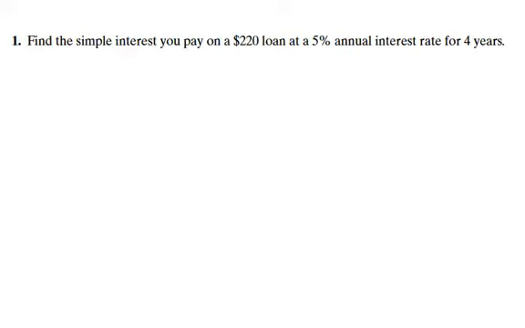Try the quick check number 1 on your own. Find the simple interest you pay on a $220 loan at a 5% annual interest rate for 4 years. Pause the video, try this problem. After you've tried it, start the video again and check your work.